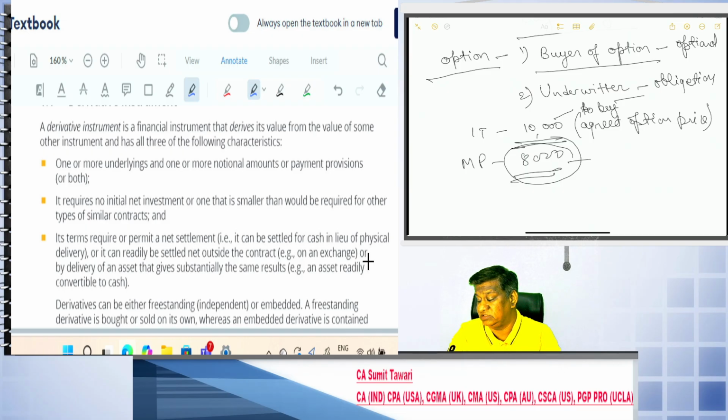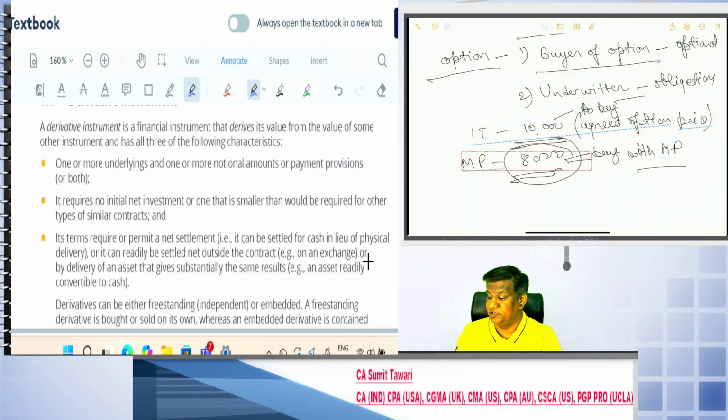In that situation, the seller is under obligation, but as the buyer is not exercising the option, the seller cannot enjoy the profit. Whatever premium he receives for his obligation is the only profit he can get. And the buyer can buy at the 8,000 market price.